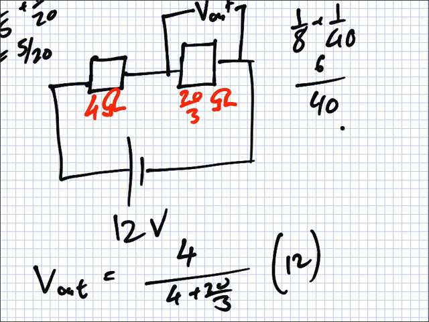20/3. Okay, yeah, so what's this V out? Is it 4.5? Could be, it seems reasonable. 7? Oh, 7.5. 4.5.